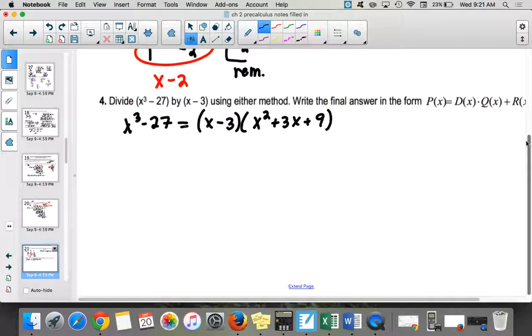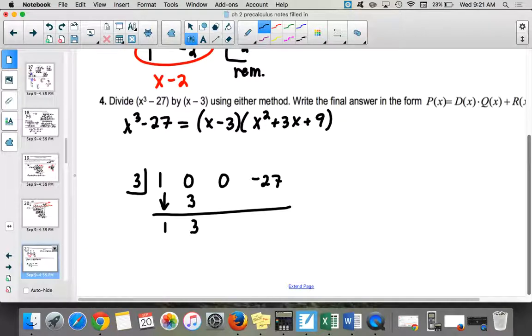So if I have x cubed minus 27 divided by x minus 3, I put 3 in the backwards L. I have 1x cubed, no x squareds, no x's, negative 27. So I have 1, 0, 0, negative 27. And I divide. So I drop my first term. 3 times 1 is 3. Add straight down, I get 3. 3 times 3 is 9. Add straight down, I get 9. 3 times 9 is 27. Add straight down, I get 0.